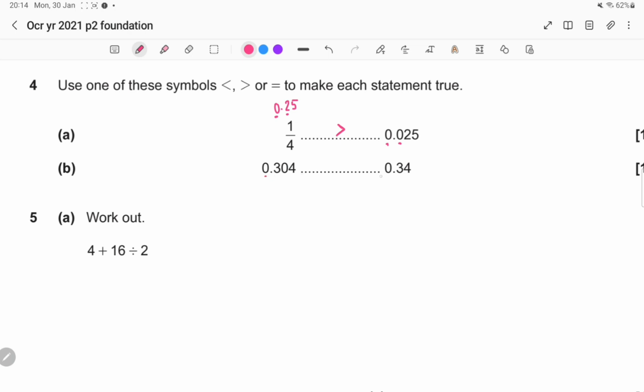Same thing for part B, so 0 and 0, we can't compare that. 3 and 3, we can't compare this one. 0 and 4, so 0 is less than 4. That will give you 0.304 is less than 0.34.